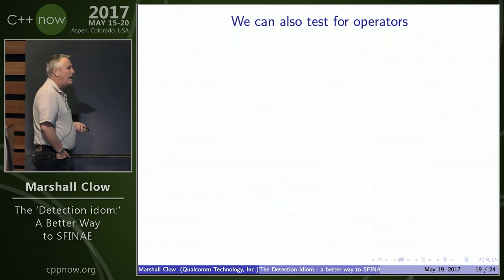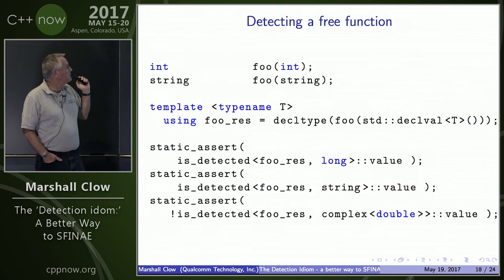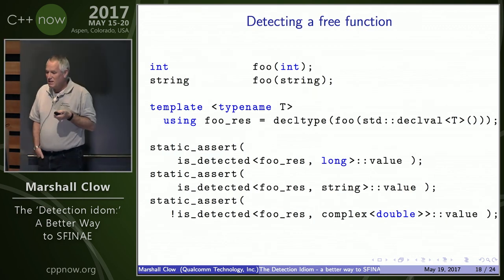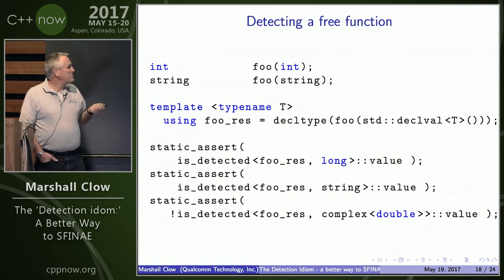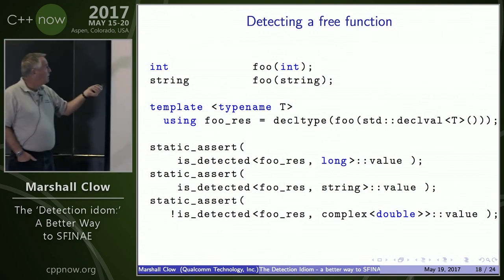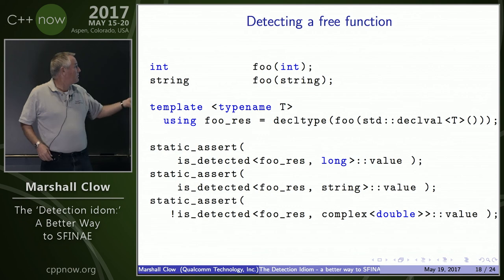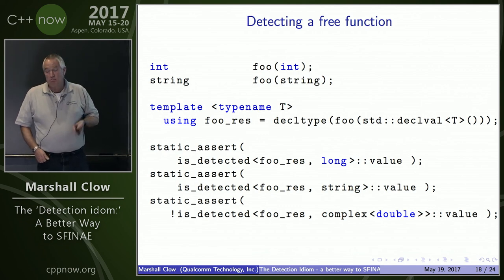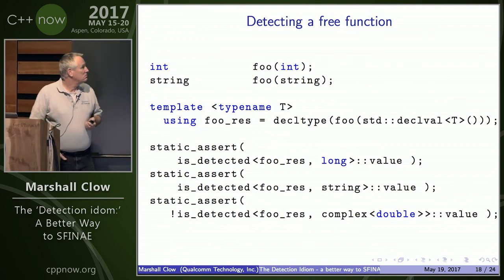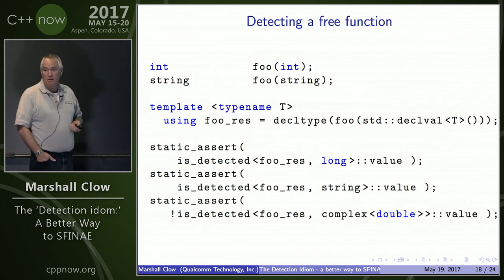We can also test for operators. Yay. We're not limited to things that we can actually write. If there's not actually any foo, then this type function will fail to be satisfied, and you will end up getting a false back from isDetected. It won't be a compiler error. I'm pretty sure. If you come up after we're done, I will pull up my compiler and we'll try it. But I'm pretty sure.